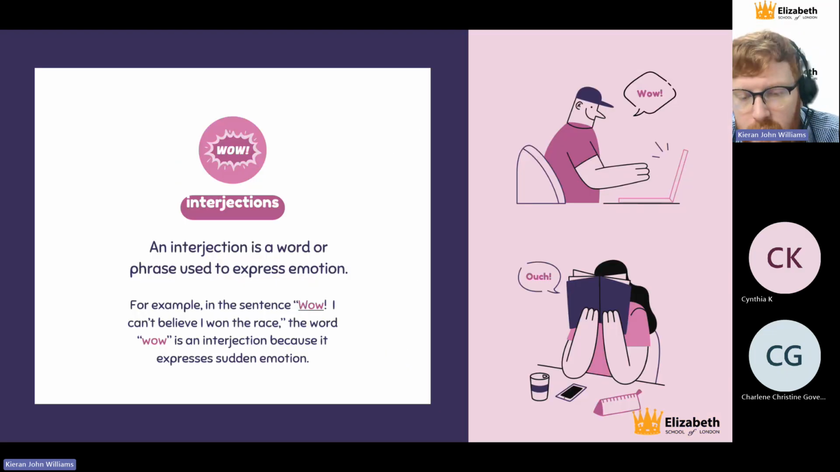We've got just a couple more parts of speech to have a look at. The next one we're going to look at is interjections. Interjections are words, but they don't really have an important function in a sentence. They just describe an emotion. An example to make this clear is when someone says, wow, I can't believe I won the race. That wow is an interjection because it shows your sudden emotion. Another example on the right is ouch. That shows the emotion of pain. That is an interjection.